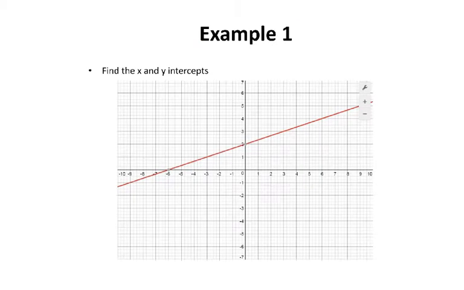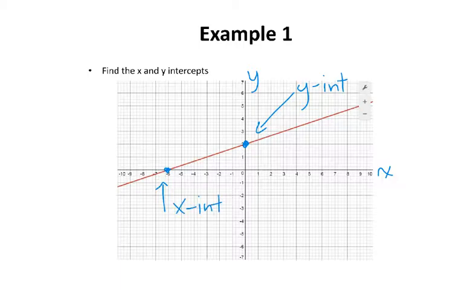In our first example, we want to find the x and y-intercept of the line that is provided. Before we begin, let's label these axes. This would be the y-axis, and this would be the x-axis. The point at which the line crosses the y-axis is the y-intercept, and that would be right over here. So let's label this y-intercept. The point at which the line crosses the x-axis would be considered the x-intercept.